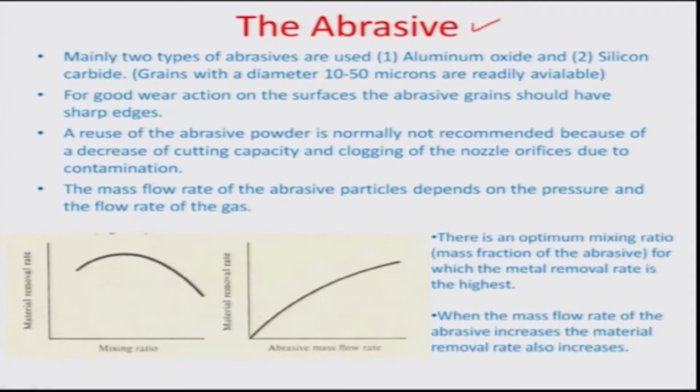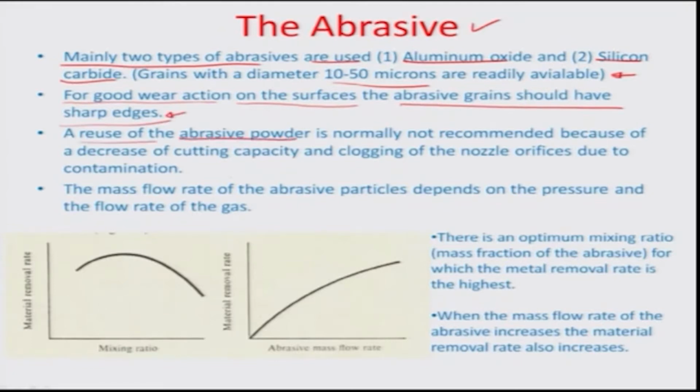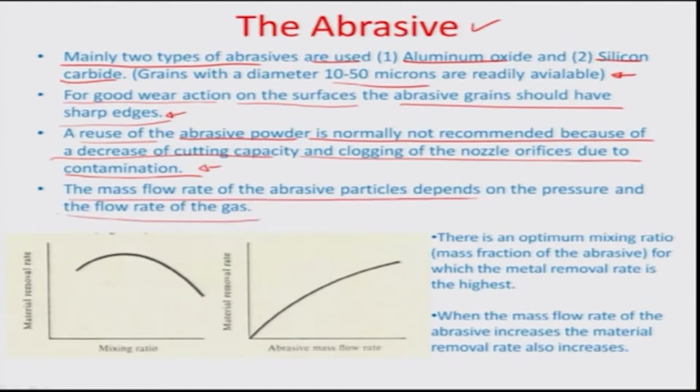So, there are mainly two types of abrasives which are used in the AJM process. They are aluminum oxide and silicon carbide. The grains have a diameter of almost about 10 to 50 microns. They are readily available. Also, for a good wear action on the surface concerned for the machining, the abrasive grain should have very sharp edges, and the reuse of the abrasive powder is normally not recommended because of a decrease of cutting capacity and clogging of the nozzle orifices due to contamination. So, the mass flow rate of the abrasive particles depends on the pressure and the flow rate of the gas.